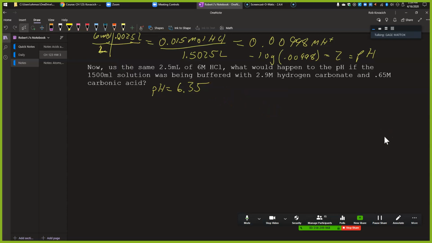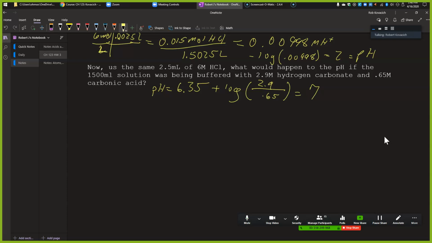Such a nice guy. 6.35 plus, and this would be the log of the base, or in this case, the salt. So it would be 2.9, and then this would be 0.65. And it works out to be, pretty sure, 7. 6.35 plus log of 2.9 divided by 0.65, close parentheses, equals, yeah. All right, so I got a pH of 7 here.